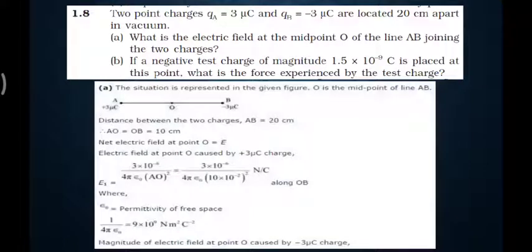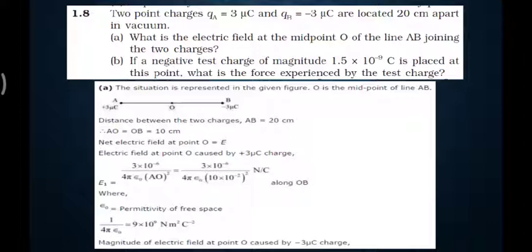Okay, for the A part, plus 3 microcoulomb and minus 3 microcoulomb are separated by a 20 centimeter distance. For your calculation you have to take 0.2 meter. But what is the question asking? What is the electric field at the midpoint? So our observation happens at the midpoint. The distance from each charge is 10 centimeter, which for calculation will be 0.1, or you can use 10 into 10 to the power minus 2. Okay, so there are two charges, one negative and one positive.